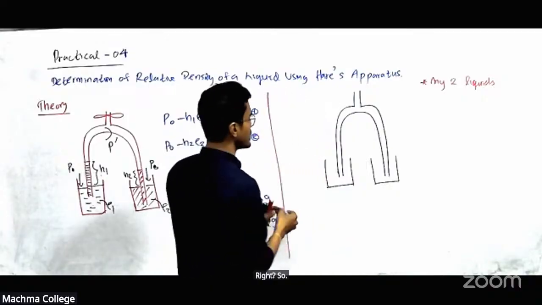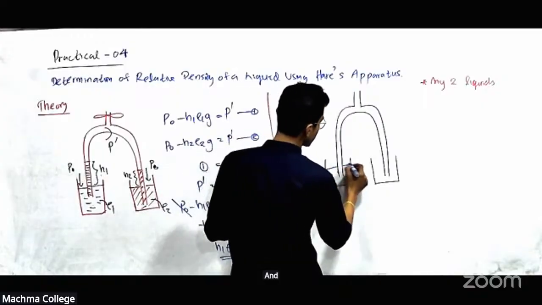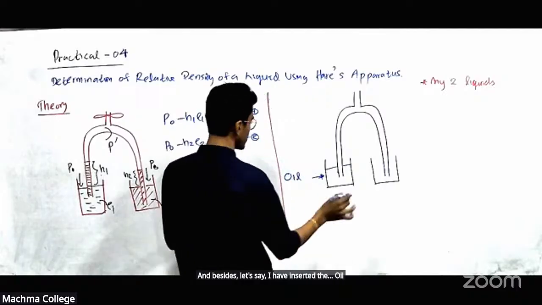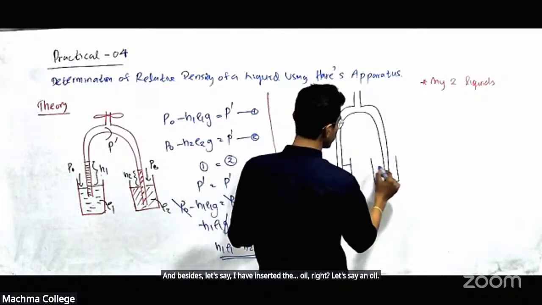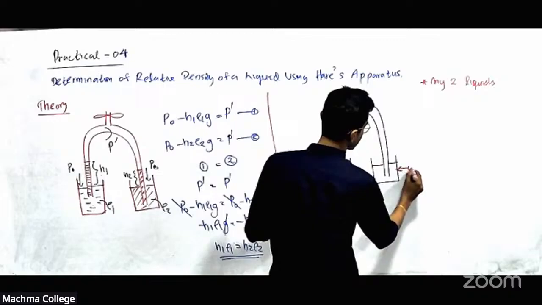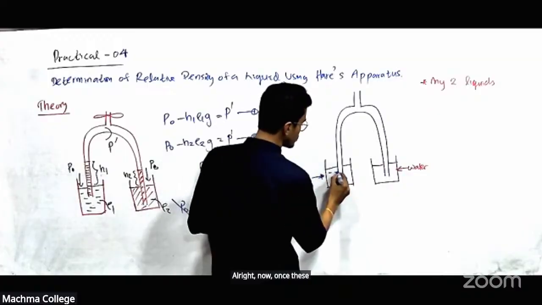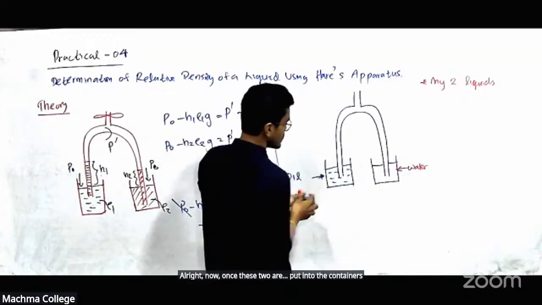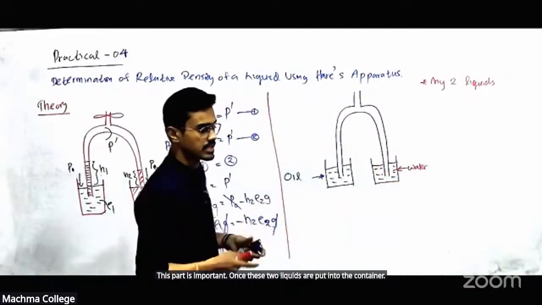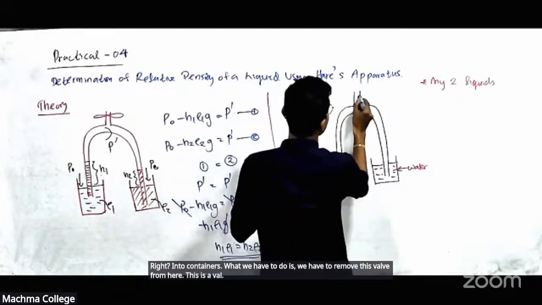So as one of the materials, we need Hare's apparatus. That's an apparatus we have. And this side, let's say, I have inserted oil. And this side, I have inserted water. Right. Now, once these two liquids are put into the containers, listen, this part is important. What you have to do is remove this valve from here. This is a valve.